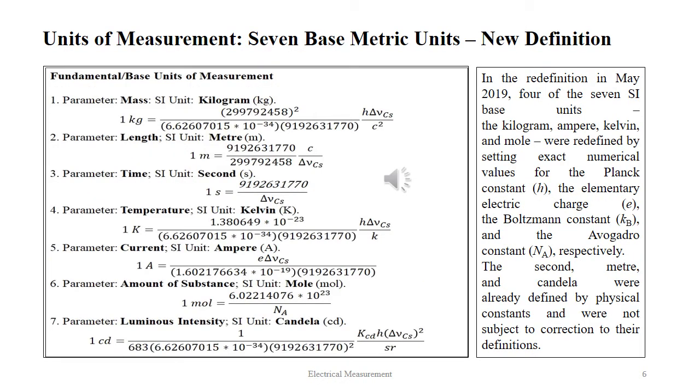In the redefinition in May 2019, four of these seven SI units, the kilogram, ampere, Kelvin, and mole, were redefined by setting exact numerical values for the Planck's constant h, elementary charge constant e, Boltzmann's constant k, and the Avogadro's constant N, respectively. The second, meter, and candela were already defined by physical constants and were not subject to corrections to their definitions.